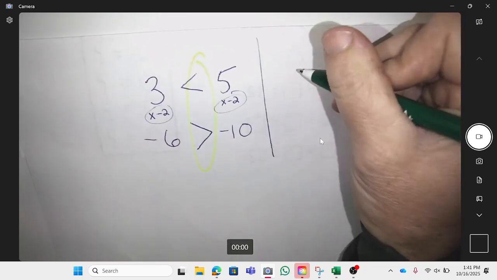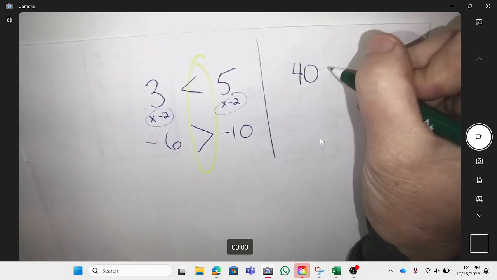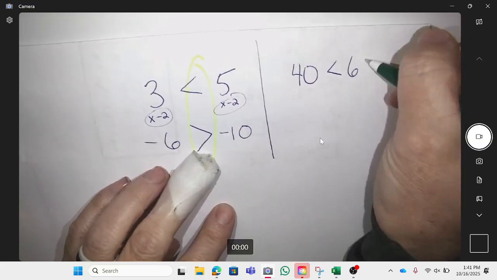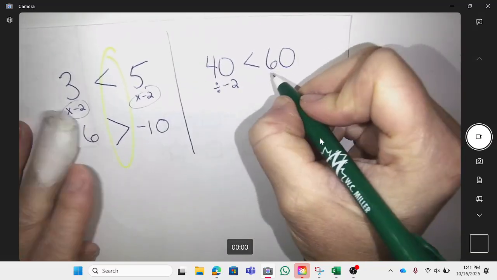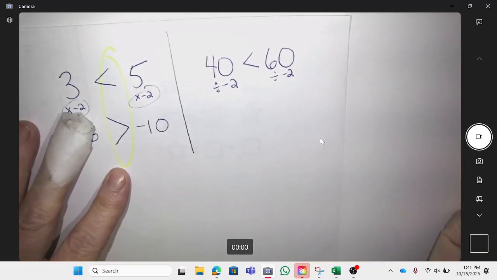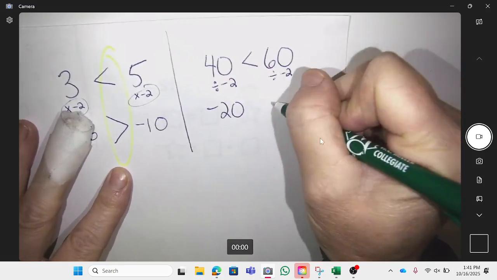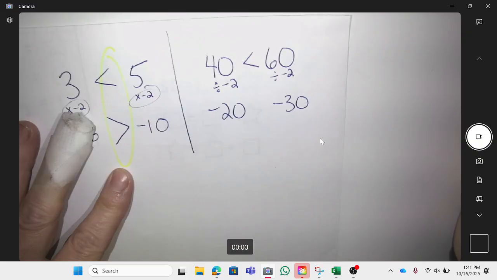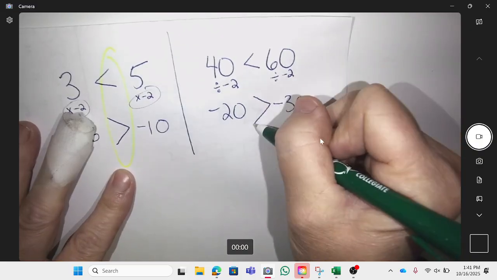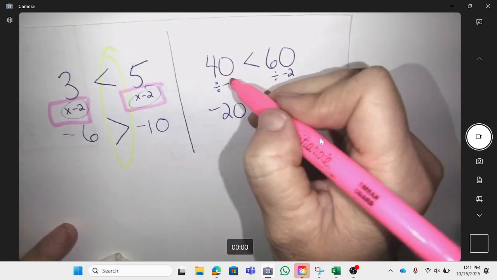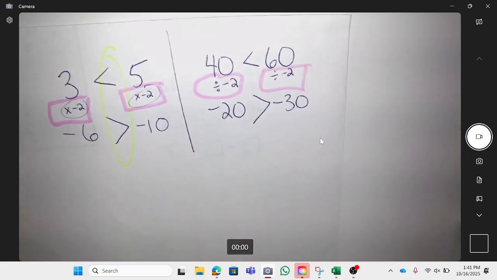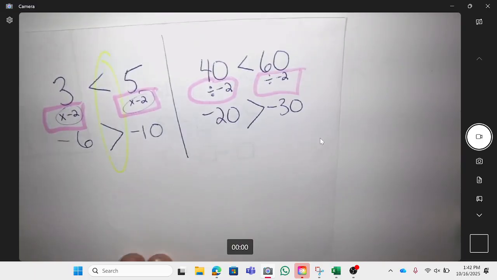Okay, so I could give you 40 is less than 60. True, true. If we divide by -2, I'll show you that dividing does the same thing. -20, -30, which way do you have to point? The other way. So it flipped it. So this is a math rule. In algebra, if you ever times or divide by a negative, it causes a flip to happen. Okay, you didn't learn that.